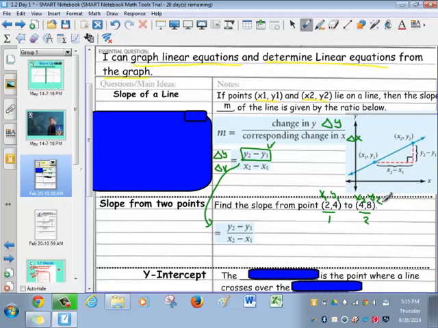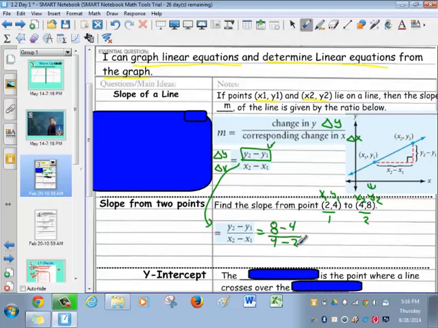Now when you know that, what you can do is just take those and plug them into the formula right here. Well, we know y2 is right here. That's given to you. That's 8. y2 is 8. And y1 is 4. So 8 minus 4. And that's divided by x2, which is 4, minus x1, which is 2.